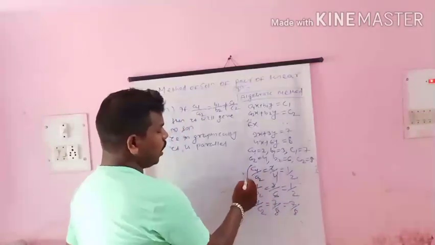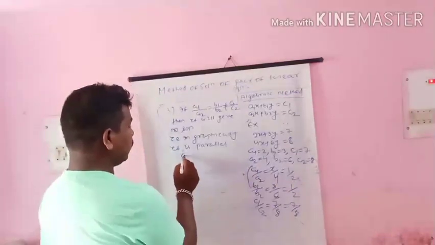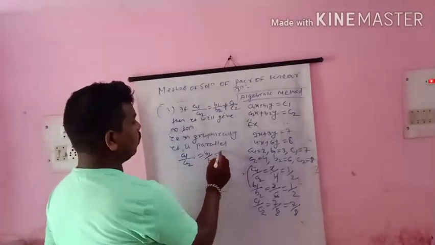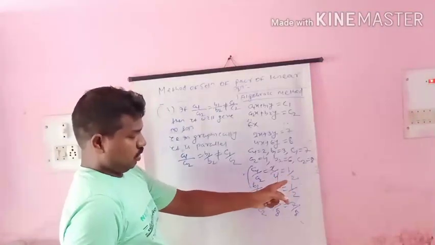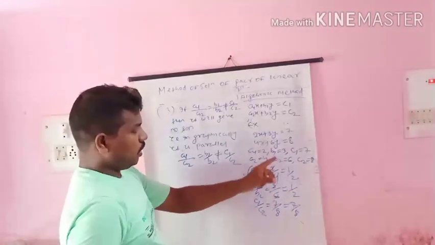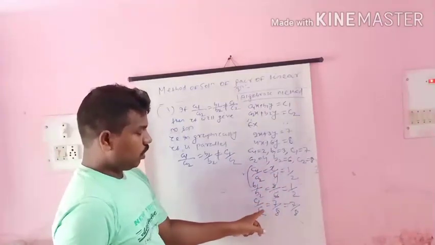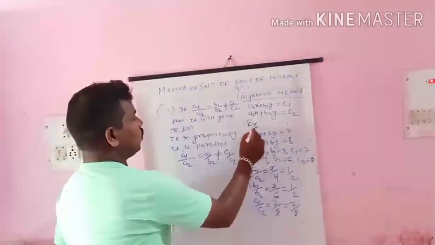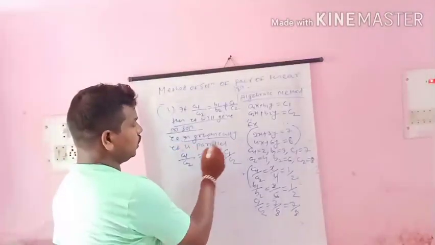That means the first two ratios are equal, but the third one is not equal. That means here we get a1 by a2 equal to b1 by b2, but not equal to c1 by c2. Clear? All of you clear from this figure? a1 by a2 is 1 by 2, b1 by b2 is 1 by 2, but c1 by c2 equal to 7 by 8, which is not equal. So this equation will give no solution. That is, two lines are parallel.